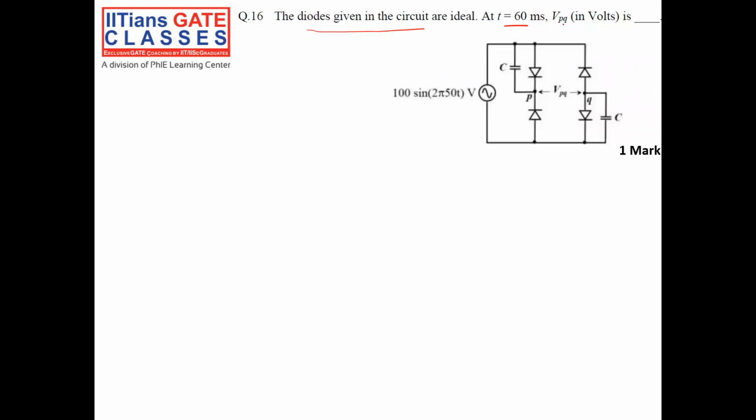We have to find out VPQ. VPQ is nothing but Vp minus VQ. In order to solve this circuit, we need some prerequisite. What is first is, what is the ideal diode?